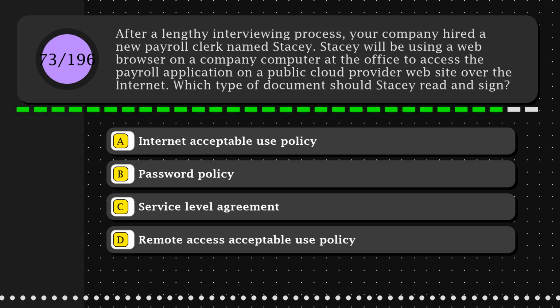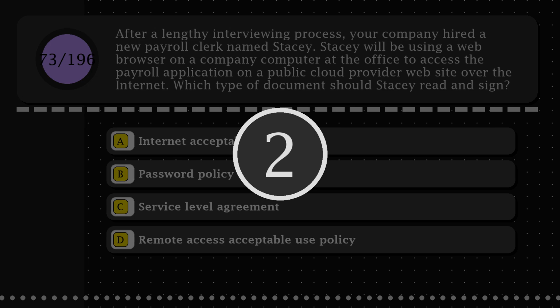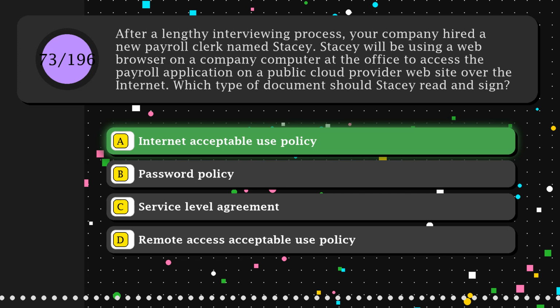Question 73. After a lengthy interviewing process, your company hired a new payroll clerk named Stacy. Stacy will be using a web browser on a company computer at the office to access the payroll application on a public cloud provider website over the internet. Which type of document should Stacy read and sign? Option A, Internet Acceptable Use Policy. Option B, Password Policy. Option C, Service Level Agreement. Option D, Remote Access Acceptable Use Policy. The correct answer is option A, Internet Acceptable Use Policy.